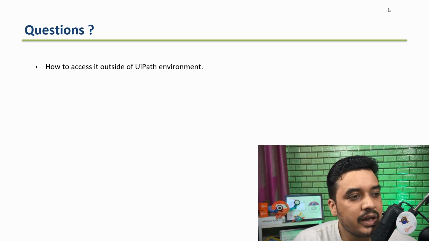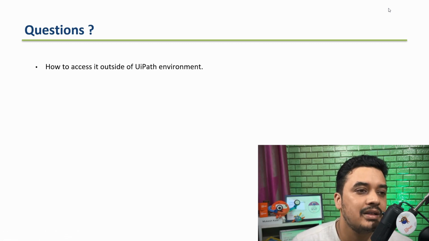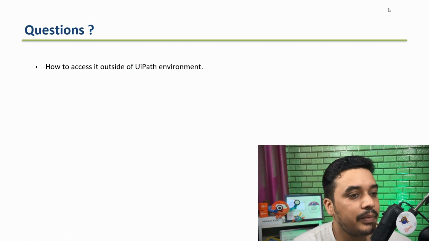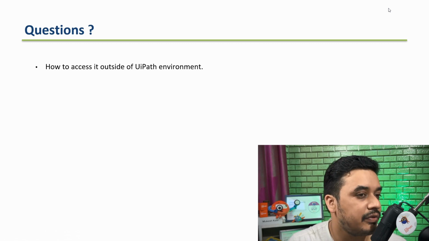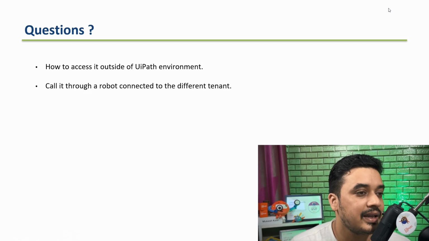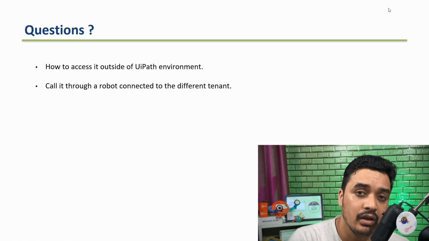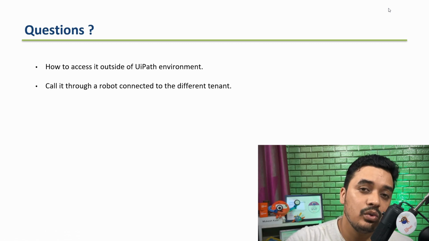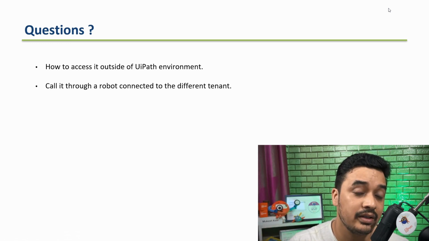The first question is, how do you access it outside the UiPath environment? Let's say I have a different program or a different technology where I want to use the same thing. How do you use it? The second thing is, I want to call it via a robot which is connected to a different tenant. Till now we have been using AI Center connected to the same tenant. How about using an ML skill from a different tenant? Can I do it? That's a question.